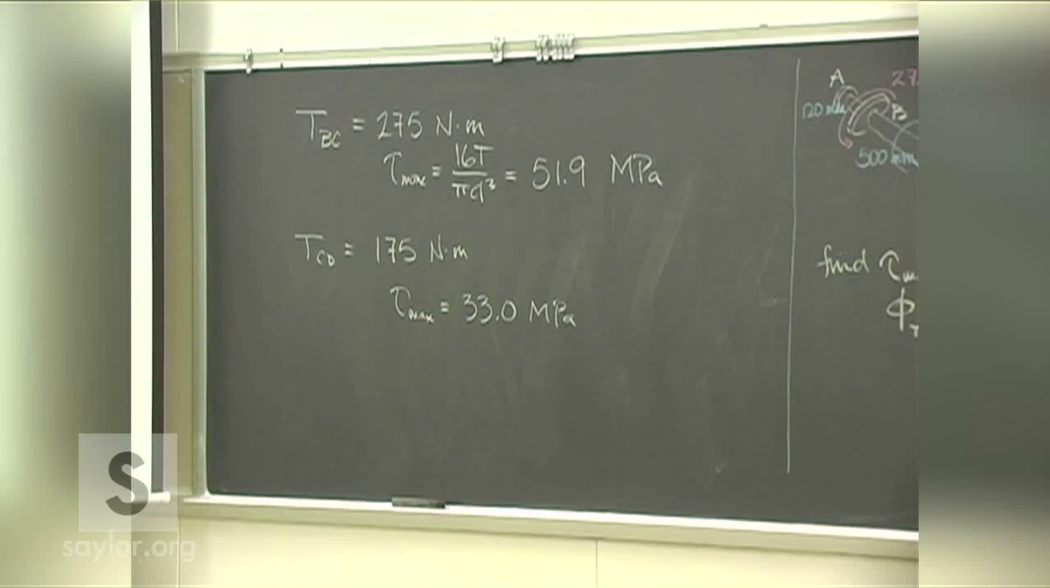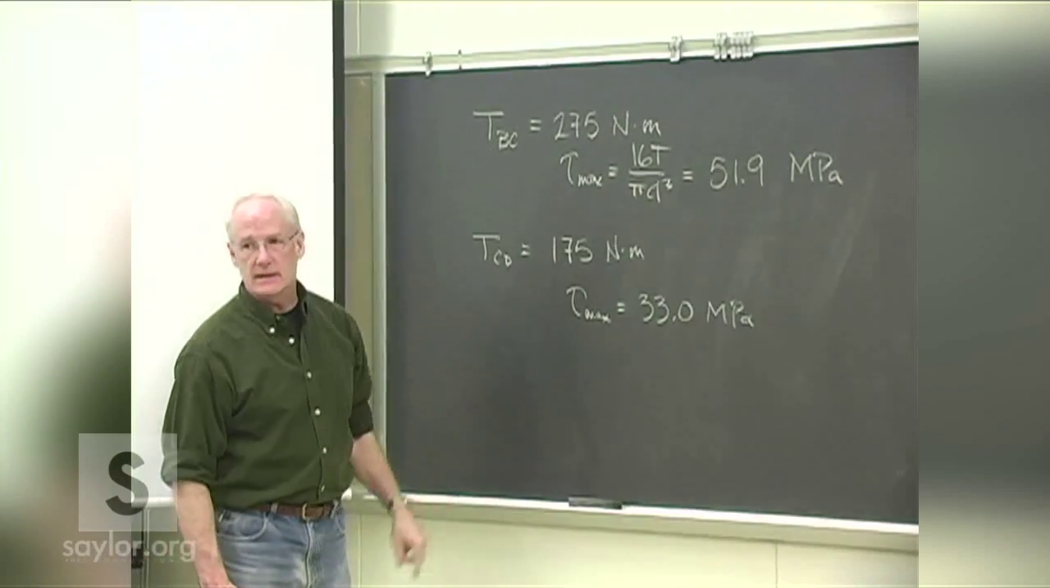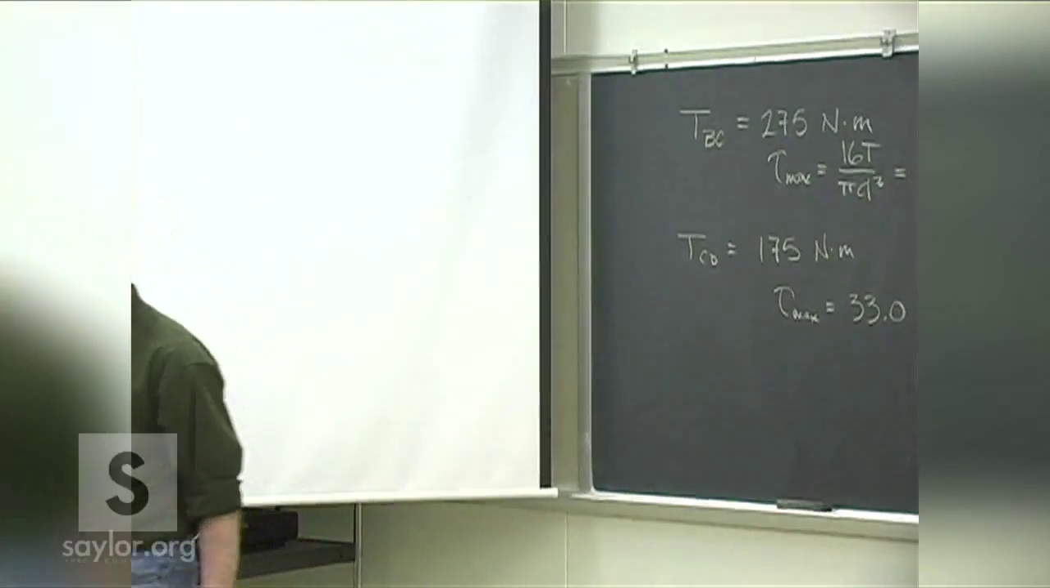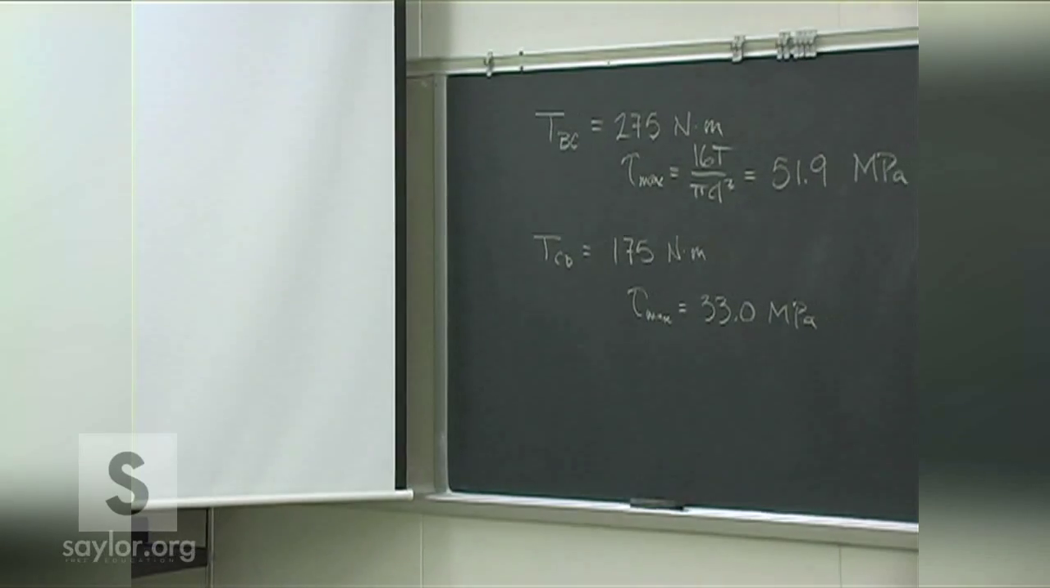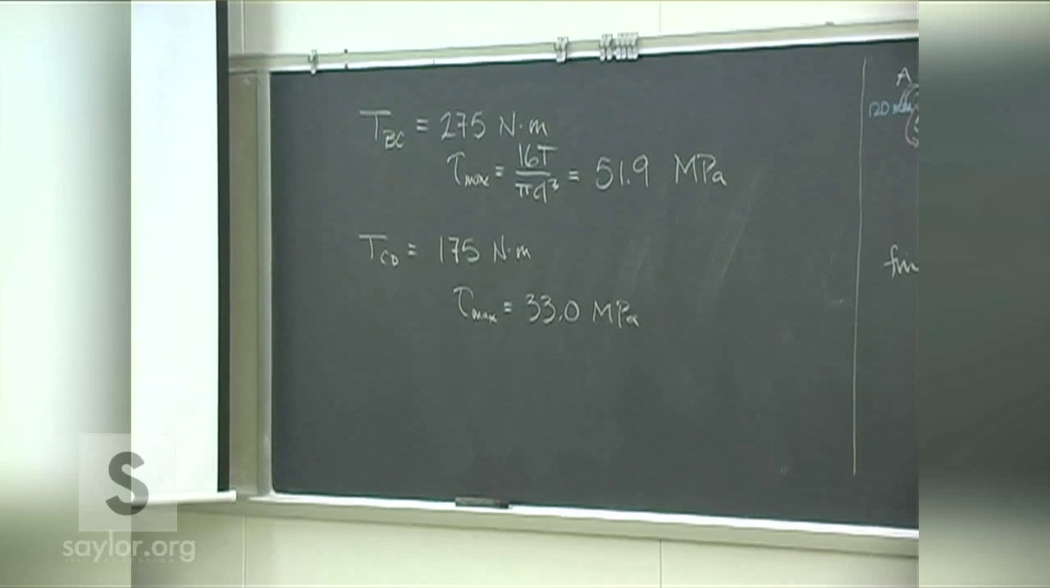So, either one of these torsions you can sign as negative, and then when you add them together, they'll cancel, but make sure you understand which is the direction, total deflection.